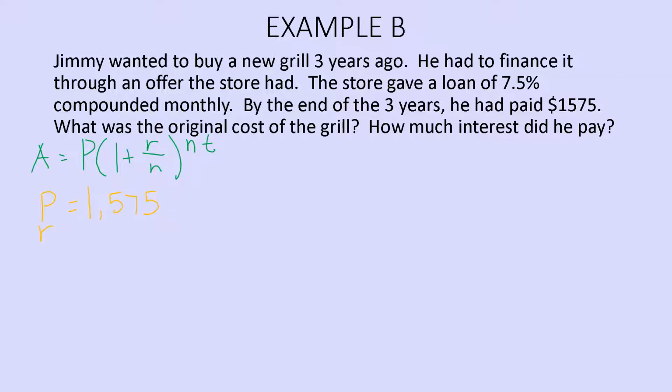Our R is going to be 0.075. And then our N is going to be 12. And our time is going to be -3 because this was 3 years ago, 3 years in the past. And it's also important that you recognize that in this case, the A is going to represent the original cost.